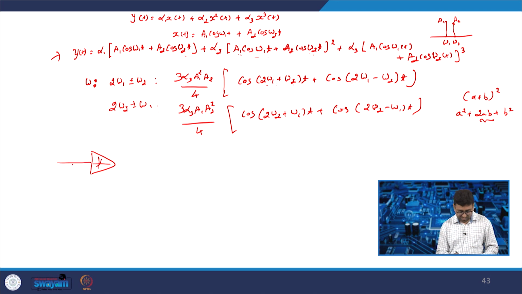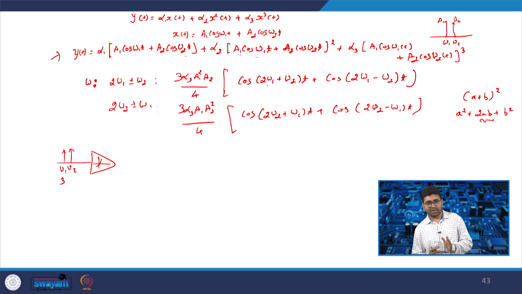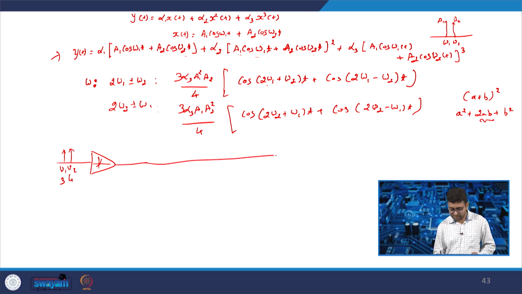and if you are given a two tone, omega 1 and omega 2, and for example this omega 1 is 3, because we just want to analyze what different combinations of omega are possible, and if we try to expand, if we try to see the output or the spectrum.